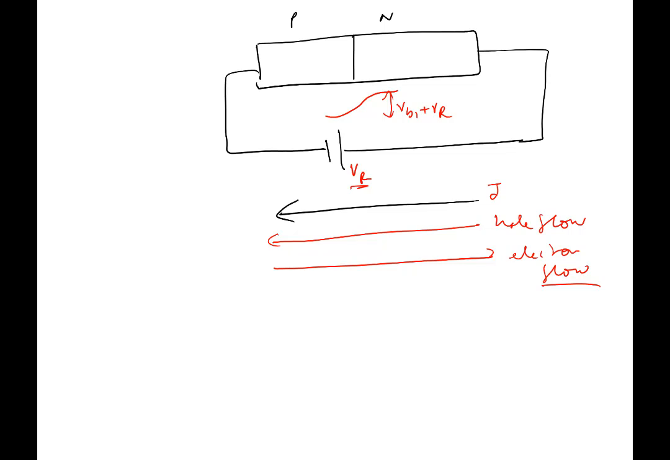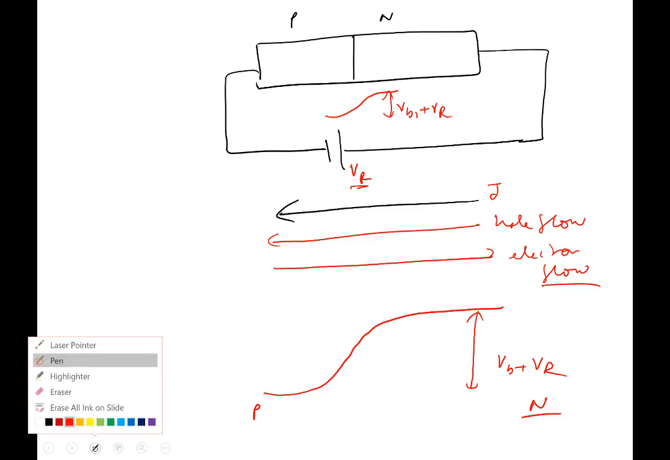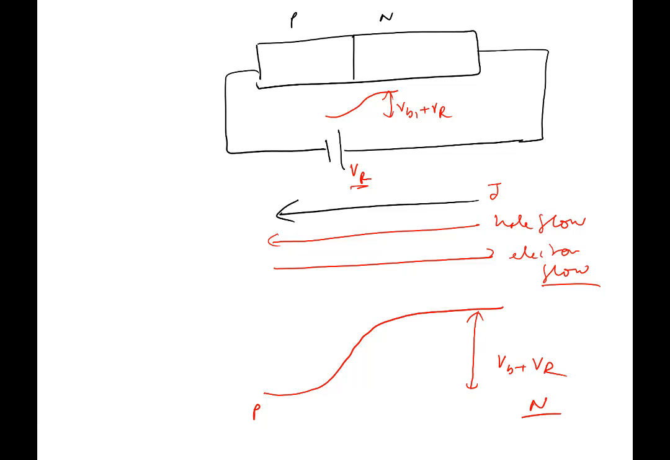Now, let me draw the barrier again. The barrier is VBI plus VR. This is the P side and this is the N side. In which direction are you asking holes to flow again? You're asking holes to flow from N to P. So we are talking about holes flowing from N to P, right?